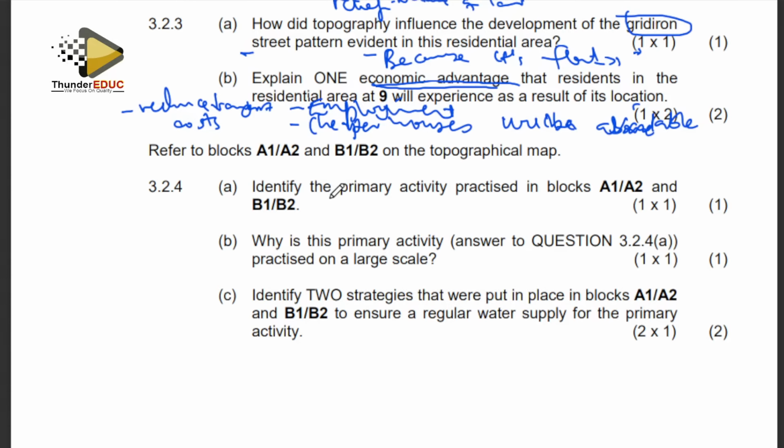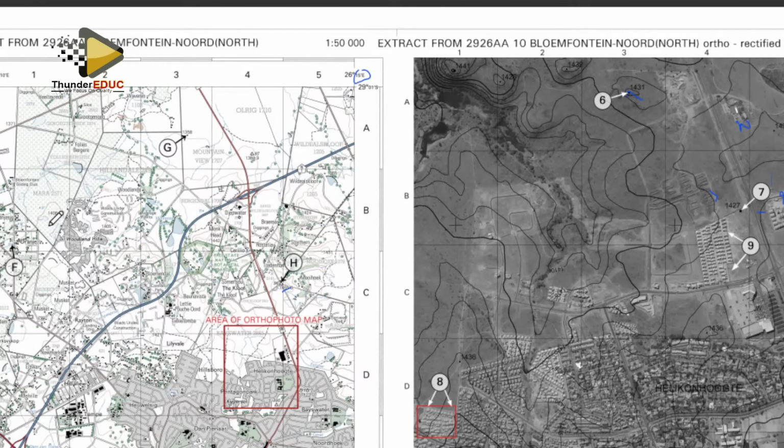The first question is, identify the primary activity practiced in block A1, A2. Let us go back to the map. If they say primary activities, what do we look at? What evidence do we look at to say this area has this activity? This is A1, this is A2. What evidence do you see there?